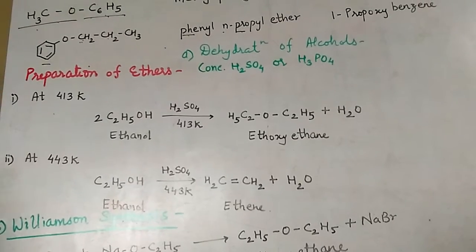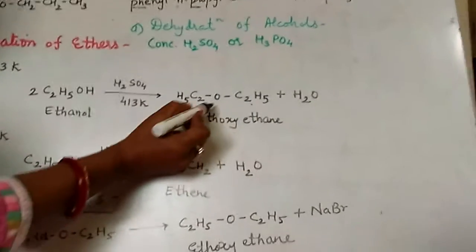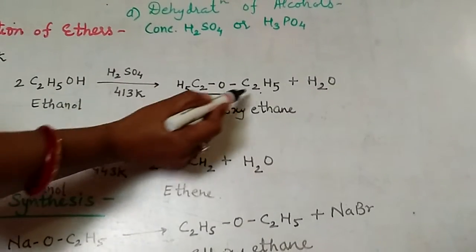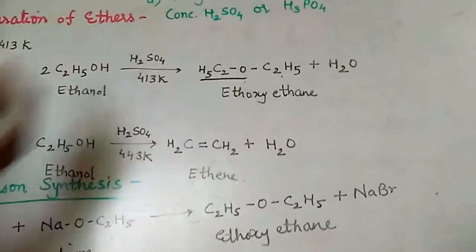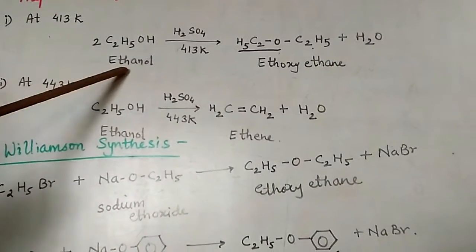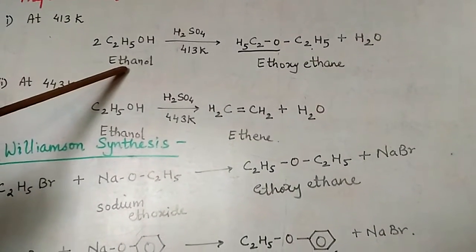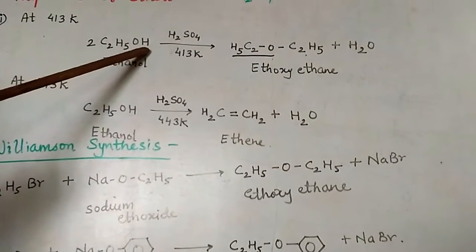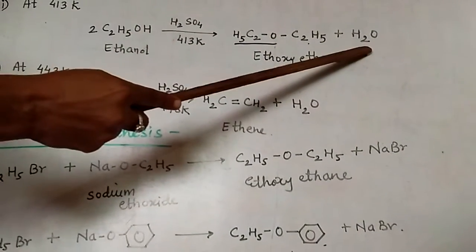So simple to name, both the ethers are of the same type, OC2H5. This becomes ethoxy and two carbons ethane, ethoxyethane and H2O. Two molecules of ethyl alcohol are reacting here to give C2H5, OC2H5. 2H and 1 oxygen gives H2O.